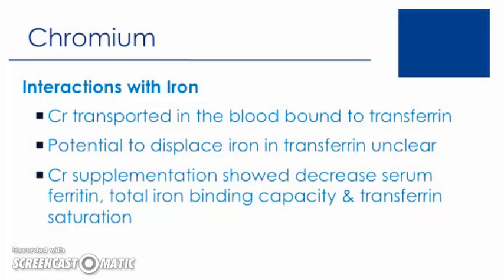We have seen relationships and parallels between chromium and iron. So we do see, as a result, some interactions with iron. So chromium is transported in the blood bound to transferrin. However, the effect of chromium bound to transferrin on iron's ability to bind to transferrin is unclear at this point. So the potential for chromium to displace iron in transferrin is unclear at this point. However, it may affect the iron binding to transferrin potentially.